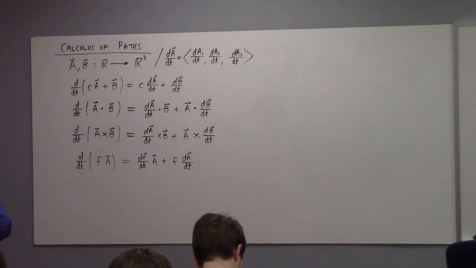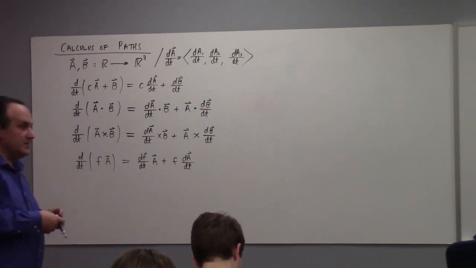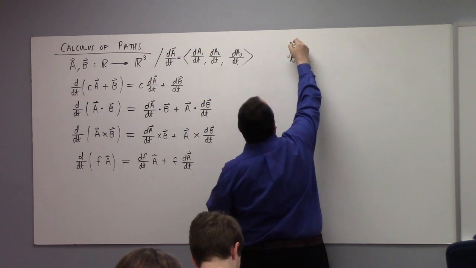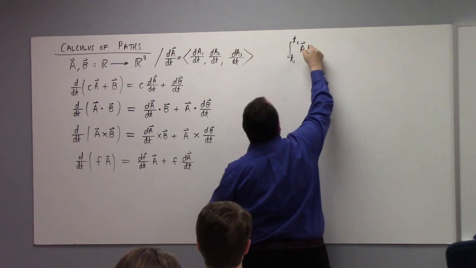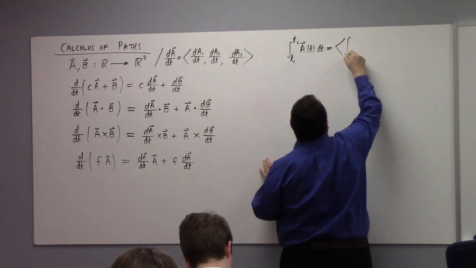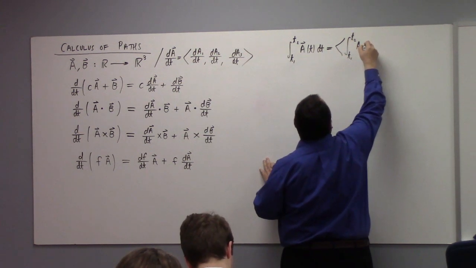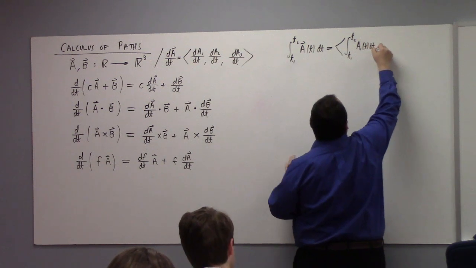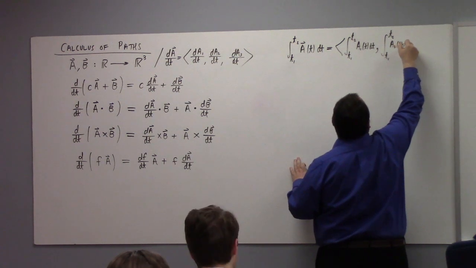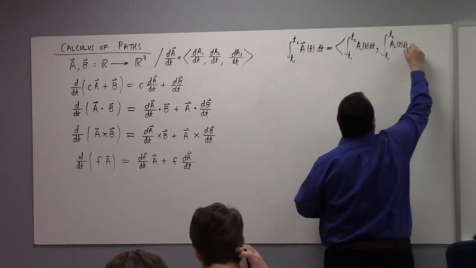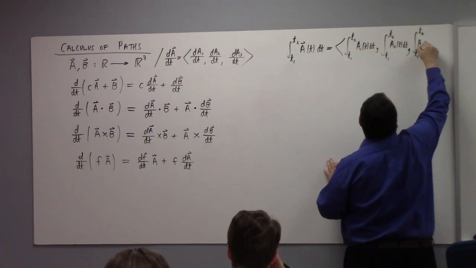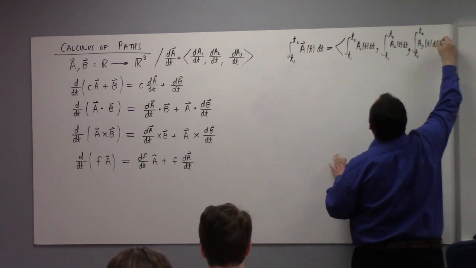The other thing I might mention is we also have a notion of integration, right? So if I was to say integrate from t1 to t2 of A of t dt, what that means is the integral from t1 to t2 of A1 of t dt, integral from t1 to t2 of A2 of t dt. I regret doing this three-dimensionally, but at least I didn't do it n-dimensionally, right? Integral from t1 to t2 of A3. So an integral of a vector is a vector of integrals.